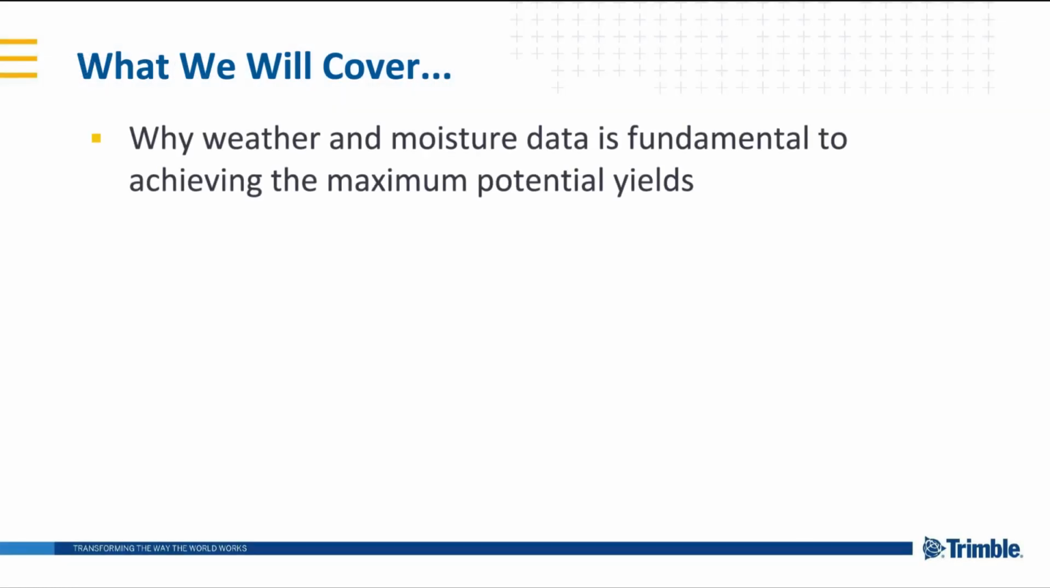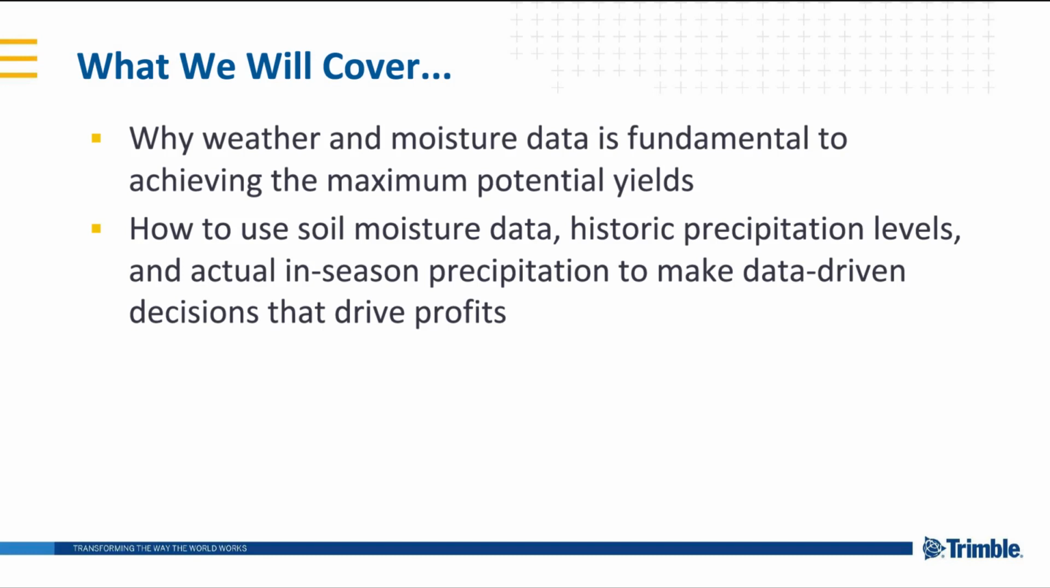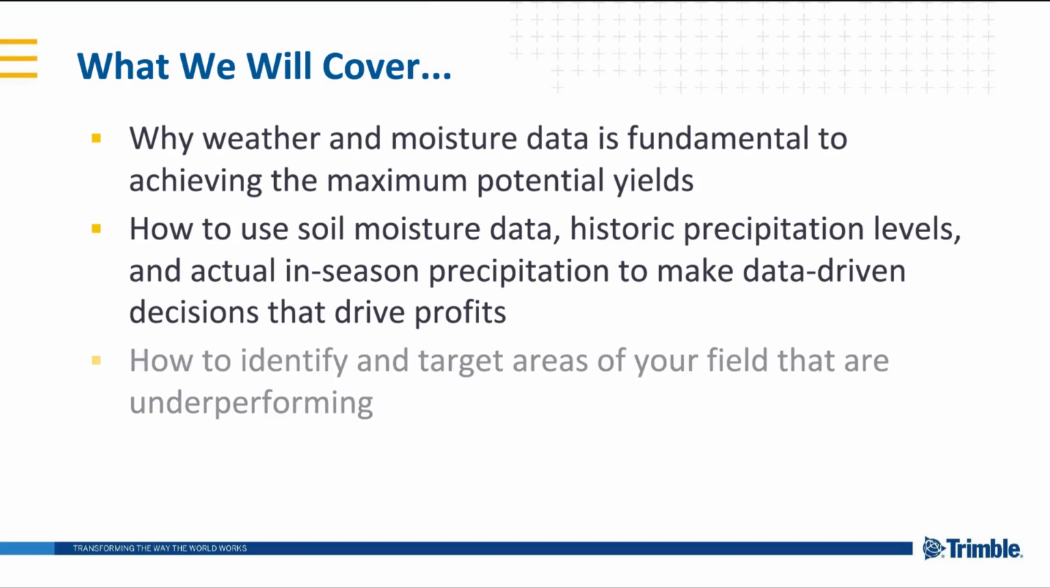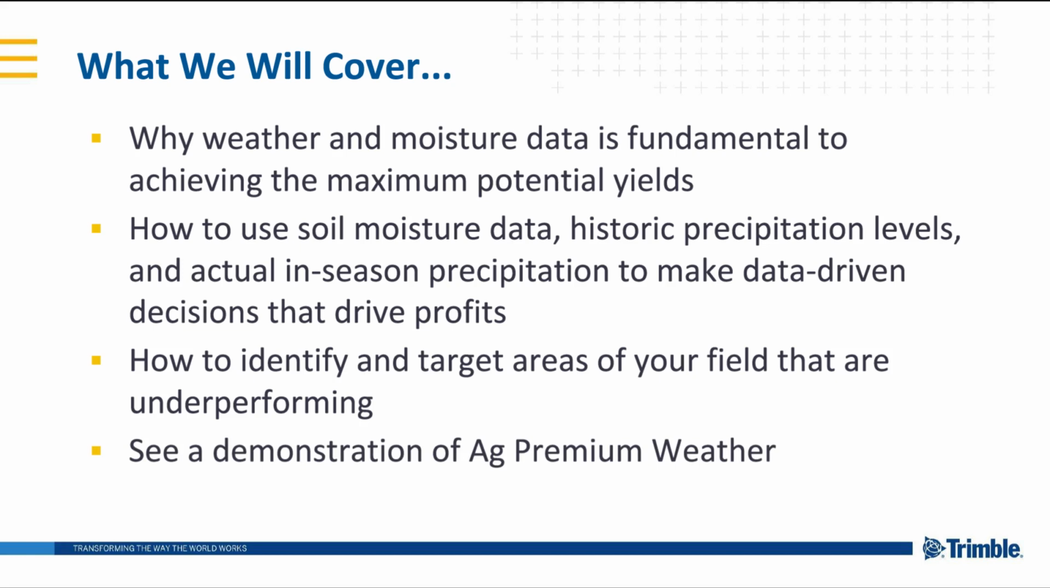Today we're going to talk about how farmers can use weather data, and more specifically soil moisture data, historic precipitation levels, and actual in-season precipitation, all to make data-driven in-season decisions to match yield goals to available moisture. The end result? Optimizing water and nutrient use efficiency and, in the end, to drive farm profits.